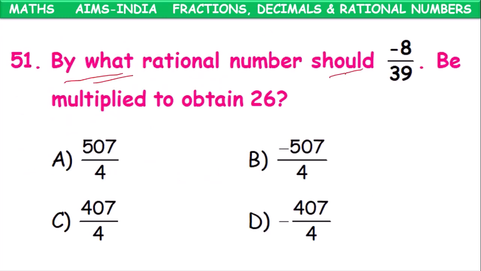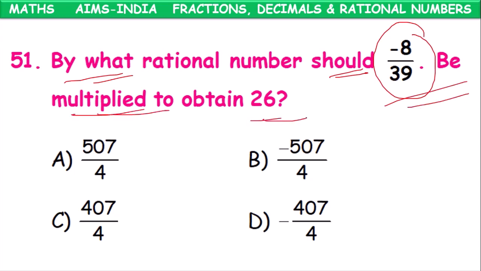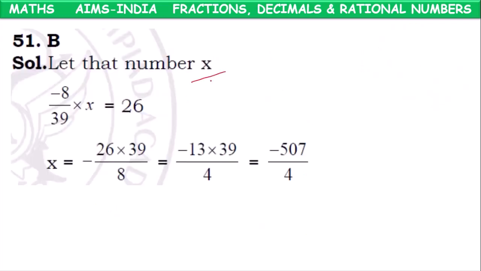So, by what rational number should minus 8 by 39 be multiplied to obtain 26? Same model question, children. The other number you have to assume as x and you have to find the x value. Do it as a homework.